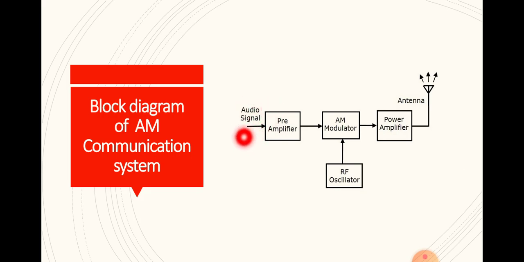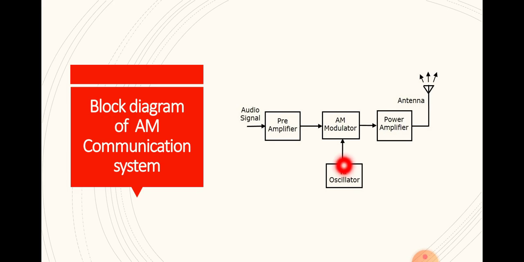Okay, so let us start the working principle of this AM communication system. The audio signal applied to the preamplifier is amplified and applied to the AM modulator. The output of the preamplifier is nothing but the modulating signal, the electrical equivalent of the original audio signal. And we know that in modulation this signal is carried by a high frequency carrier. To produce that carrier, an RF oscillator is used. RF means radio frequency oscillator. This oscillator generates the high frequency carrier.